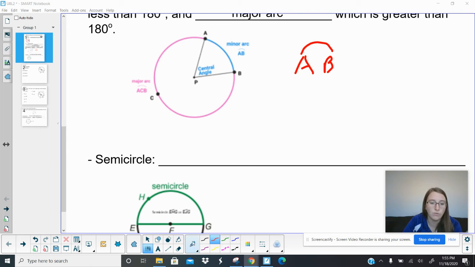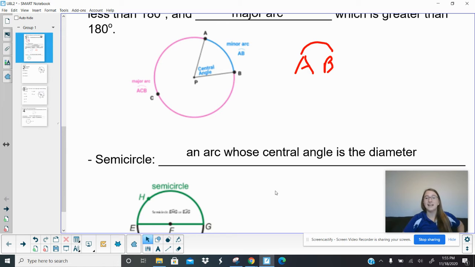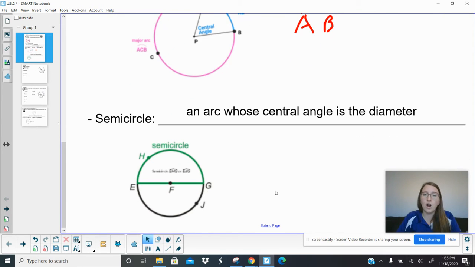Now, we can actually also have one more type of arc, which is a semicircle. You should know what a semicircle is. It's half of a circle, but it's an arc whose central angle is the diameter. So this actually counts as a central angle here because it's a flat angle, but it goes through the center. So this actually counts as an arc because it's got a central angle coming from the center. It just happens to be a flat angle. And again, that takes up half the circle.